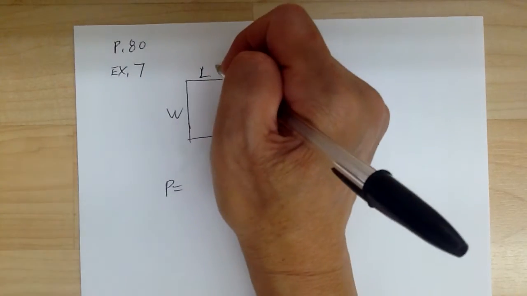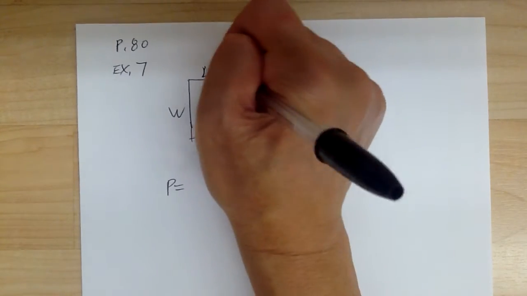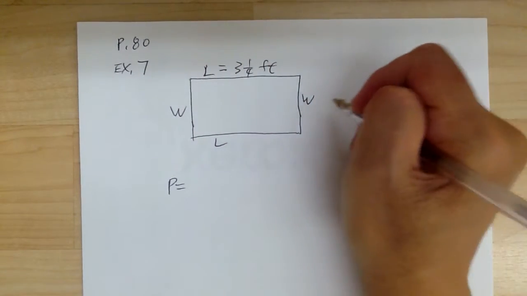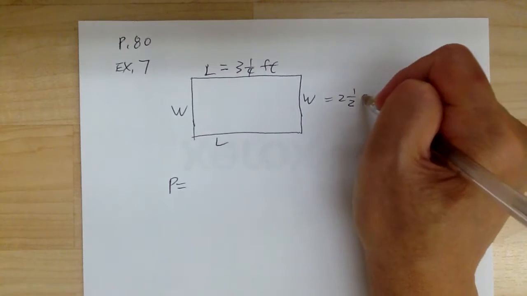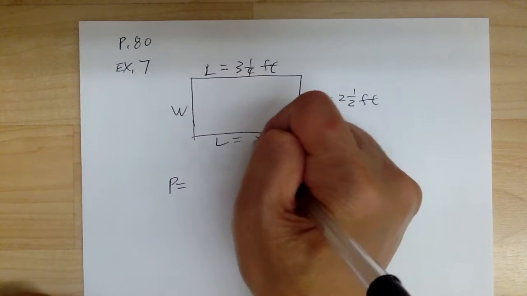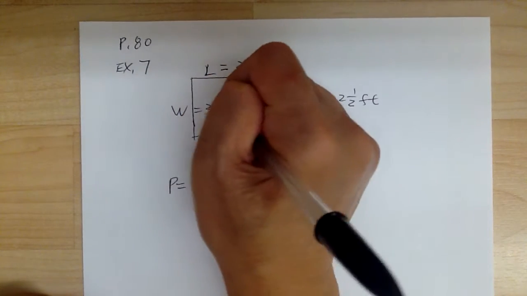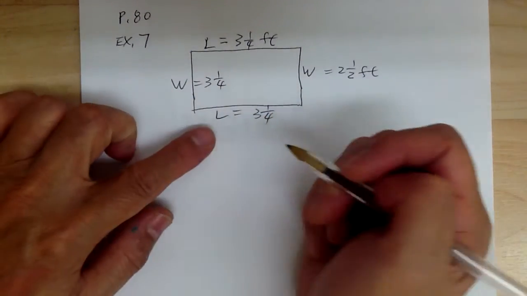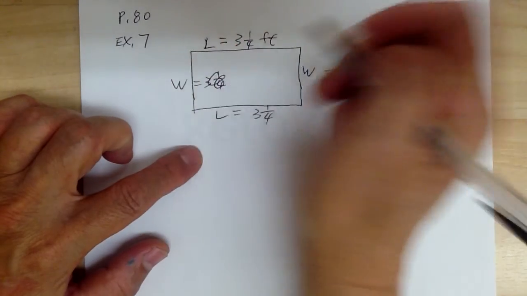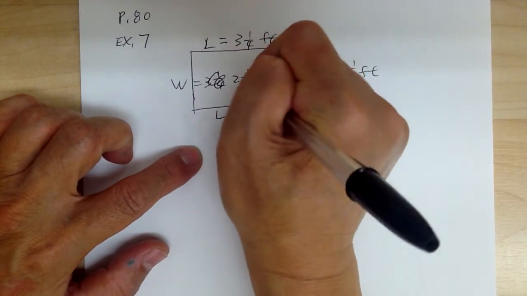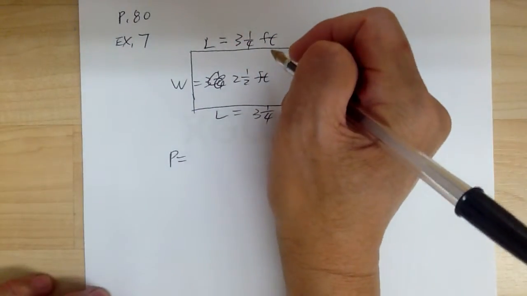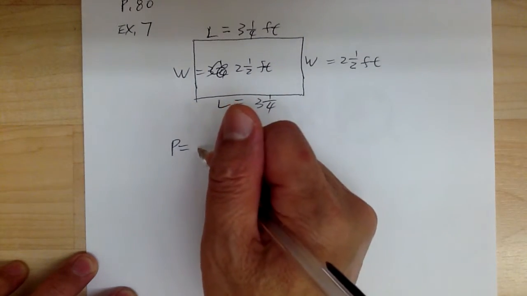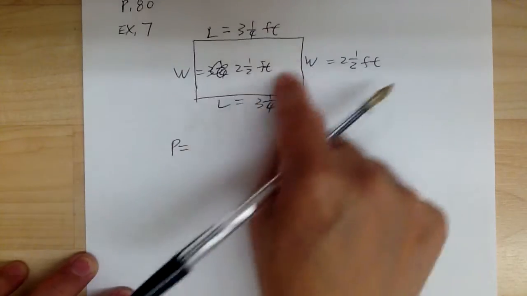Okay, so let's get more information. It says the length is 3 1/4 feet, and the width is 2 1/2 feet. So this is equal to 3 1/4. This is equal to 3 1/4. So the perimeter would be equal to, start with, oh wait, something's not right. This is 2 1/2 feet. Okay, so let's get the perimeter. The perimeter is adding all 4 sides together.